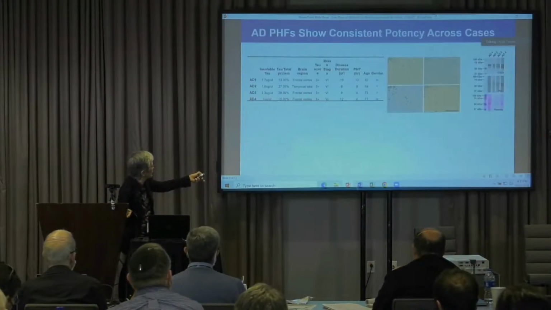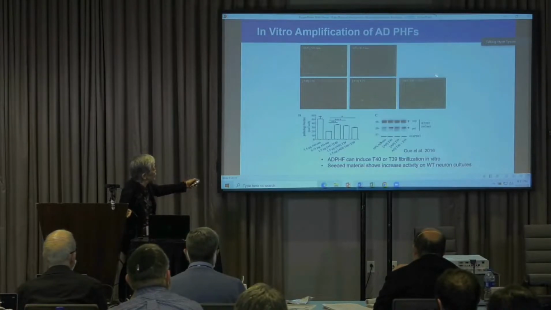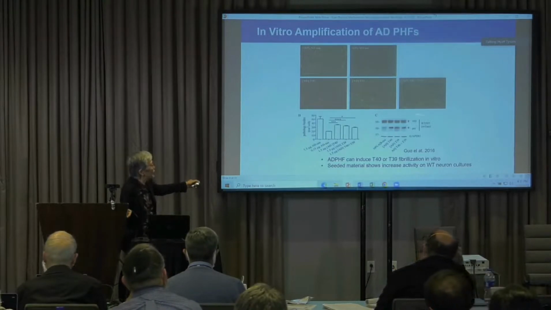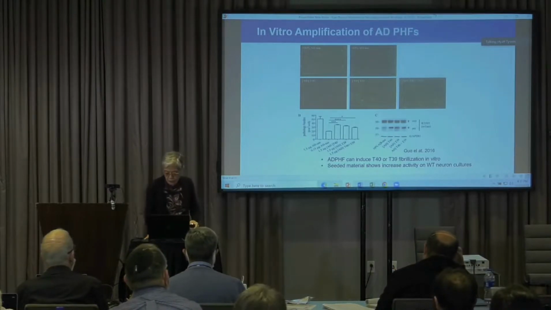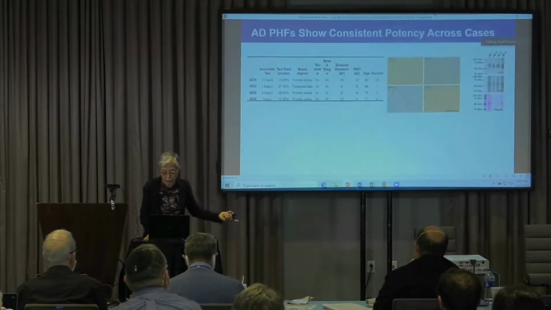Here, this one, yeah. So anyway, these are amplified as well, with both T40 and T39, and you also see amplification. And so you can amplify the material in vitro with recombinant tau, throw it in the neurons, and it works.